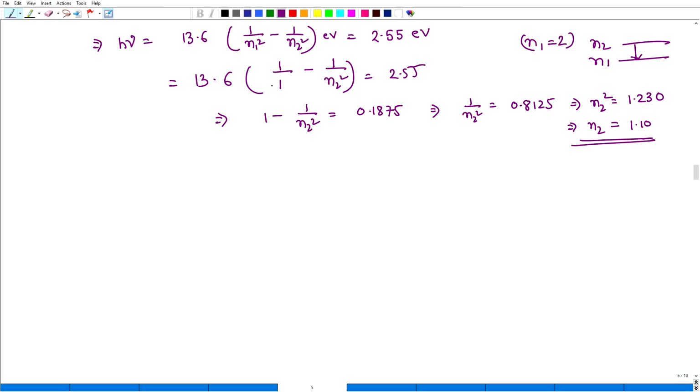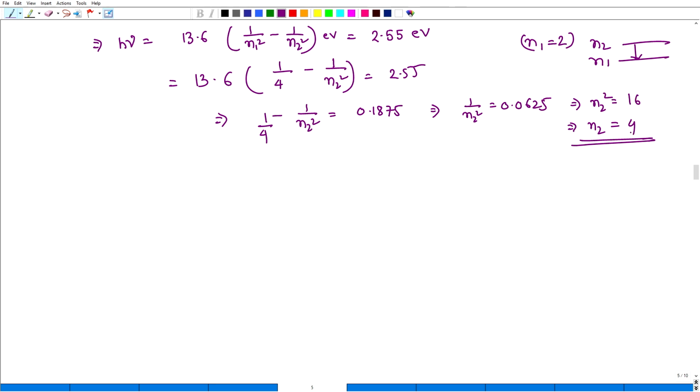then it will be 4. So, it will be 1 by 4. So, if it is 1 by 4, then 1 by n2 square will be 1 by 4 means 0.25 minus 0.1875, which is 0.0625. So, n2 square will be 0.0625, if you put, it will be 16.